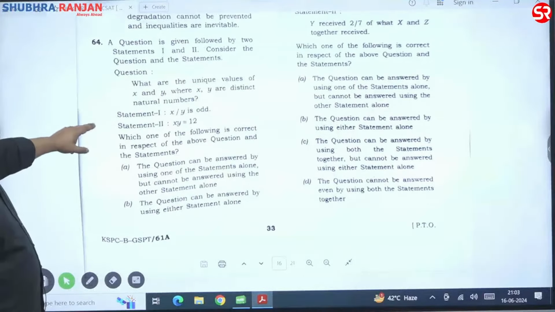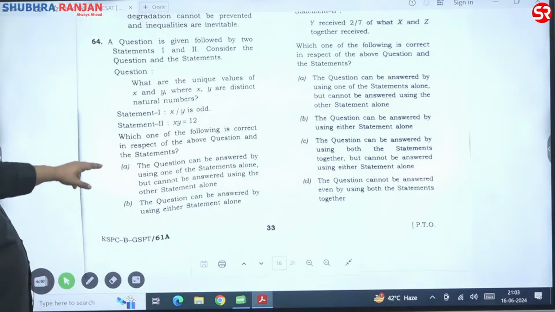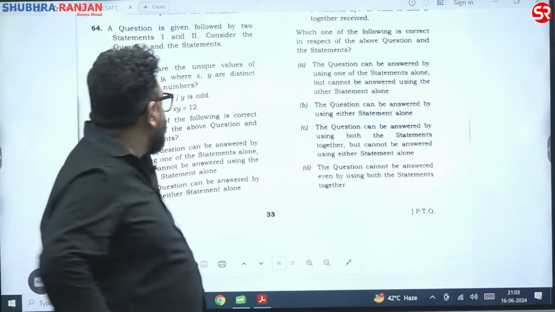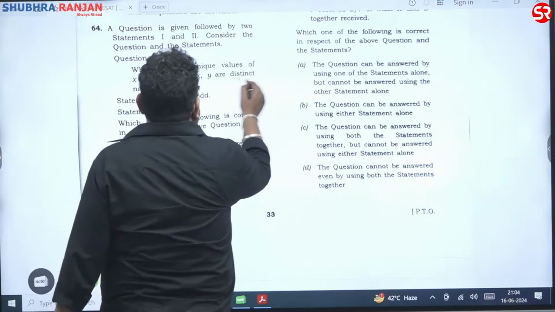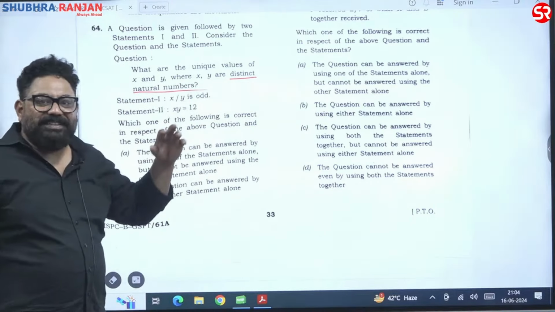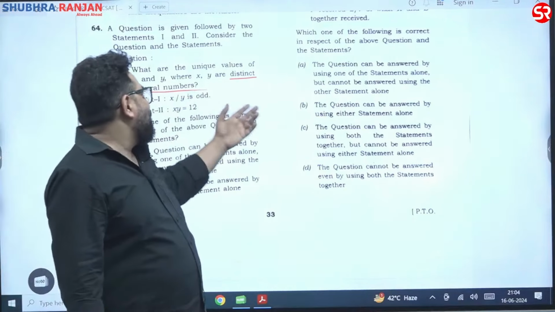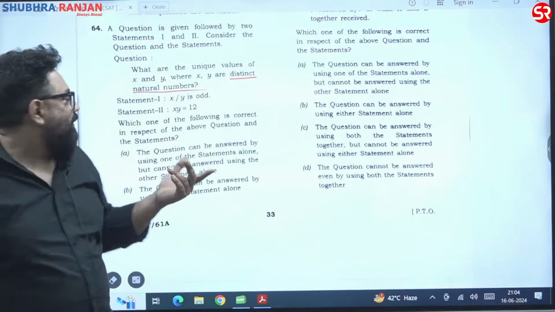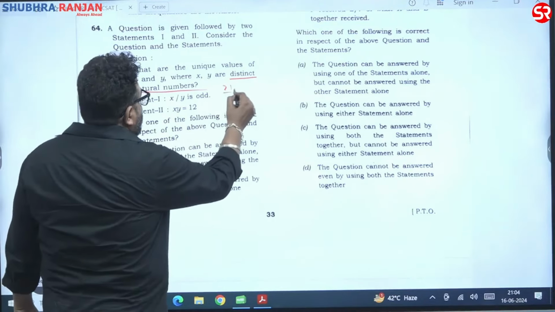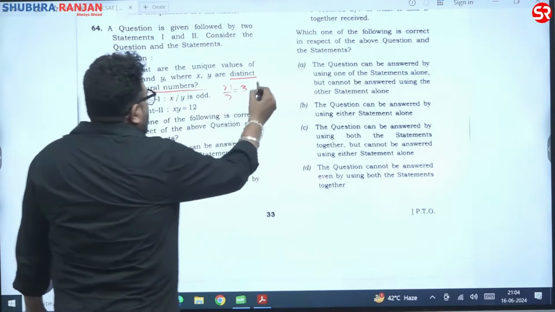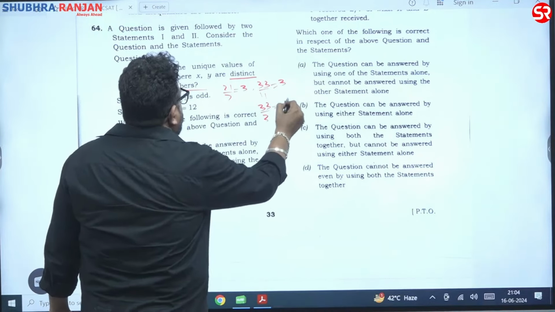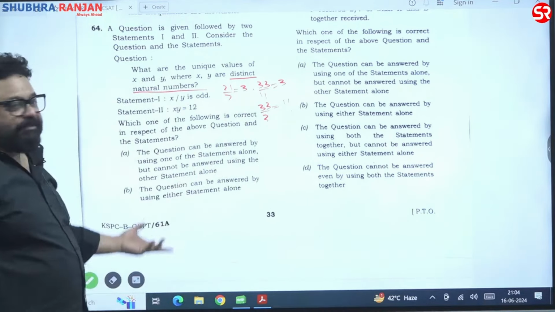Now question number 64. It asks, what are the unique values of x and y, where x and y are distinct natural numbers? Here, the first statement says x upon y is odd. With distinct natural numbers, x upon y being odd gives a lot of pairs. You just cannot imagine how many pairs. For example, 21 by 7 is 3, 33 by 11 is 3, 33 by 3 is 11. How many pairs will you note? So you cannot have a distinct answer.